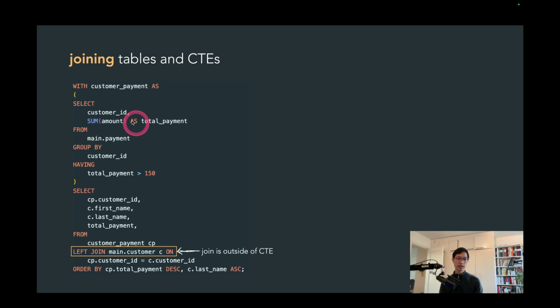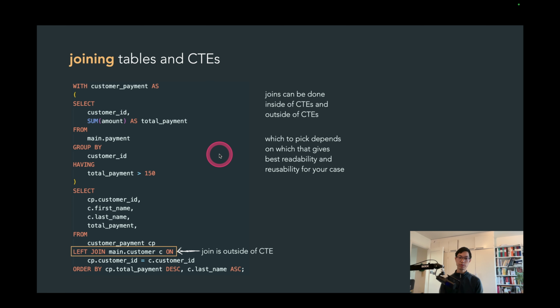So you see that we have done some calculations here. We have customer ID and total payment, the aggregation. And then we have joined it outside the CTE block, with customer. And then we do some ordering. So joins can be done inside of CTEs and outside of CTEs. You can pick here, and what you should pick is a question. Which to pick depends on which gives the best readability and reusability for your case. So it depends on the case.